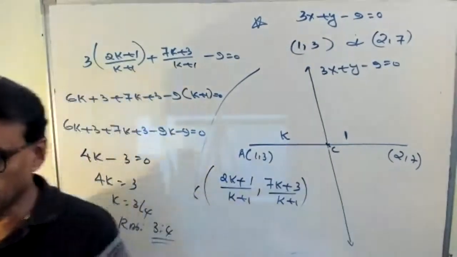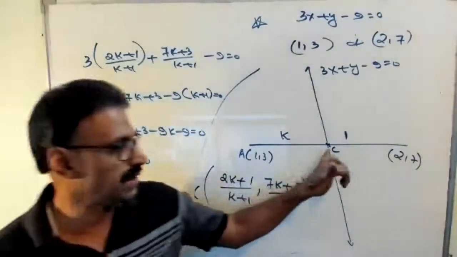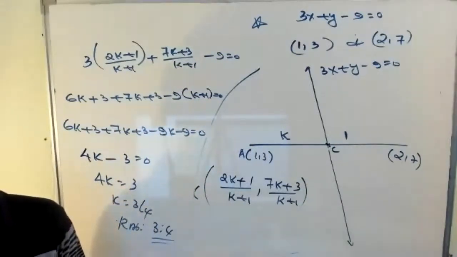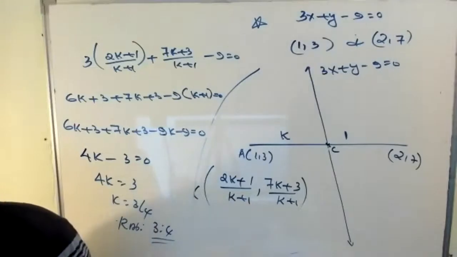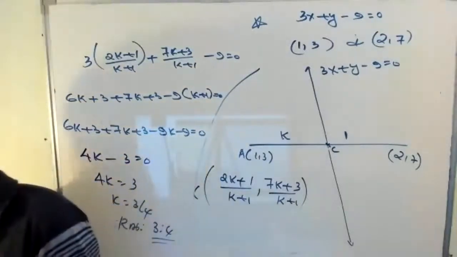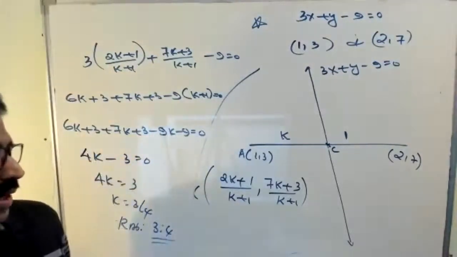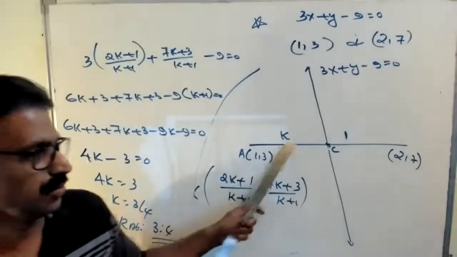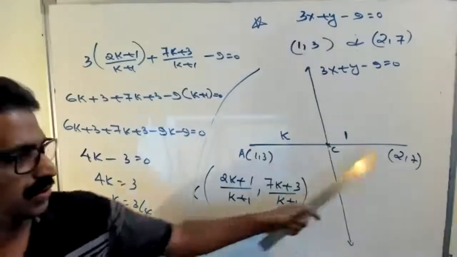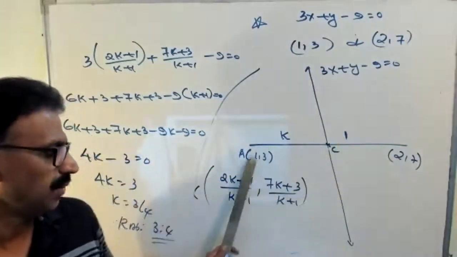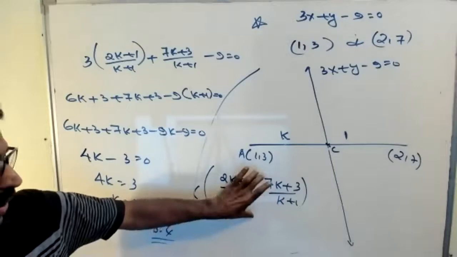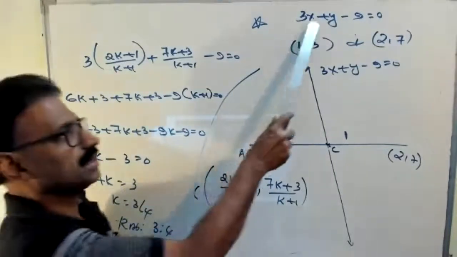Vidya, which part? Listen. First of all, you get the coordinates of C. You remember the section formula, no? The section formula is (m1 x2 plus m2 x1) divided by (m1 plus m2), and similarly for y. Like that here, (2k plus 1) divided by (k plus 1), (7k plus 3) by (k plus 1). Now, this point lies on this equation.